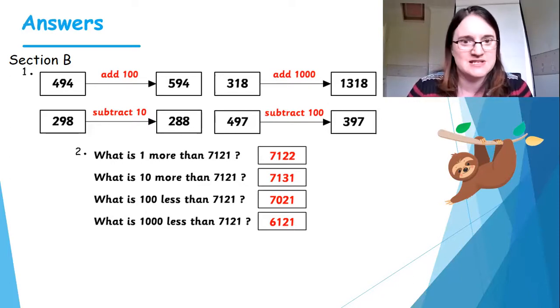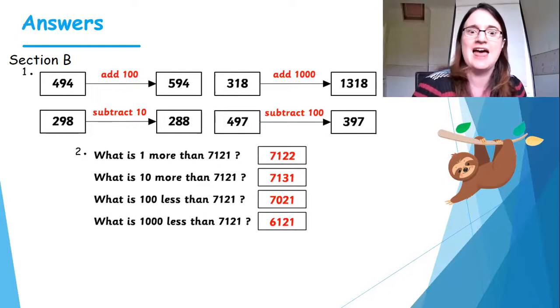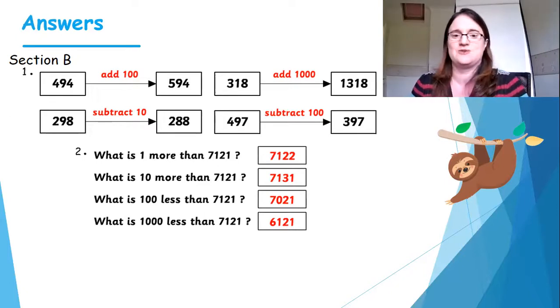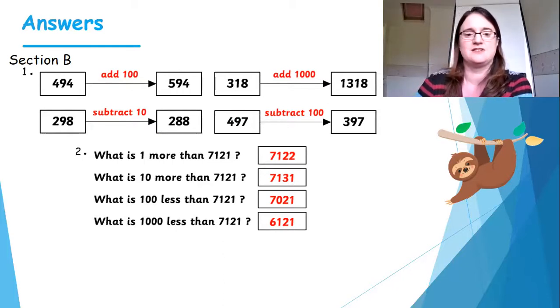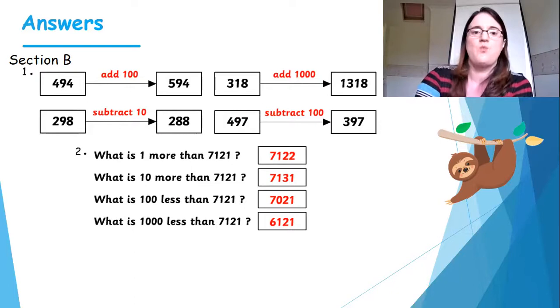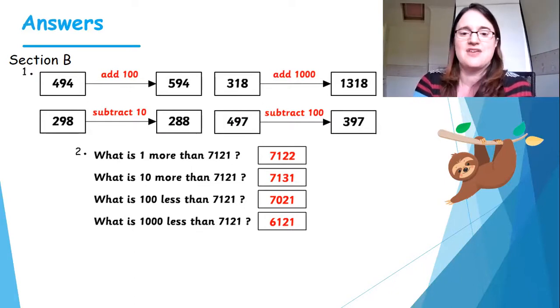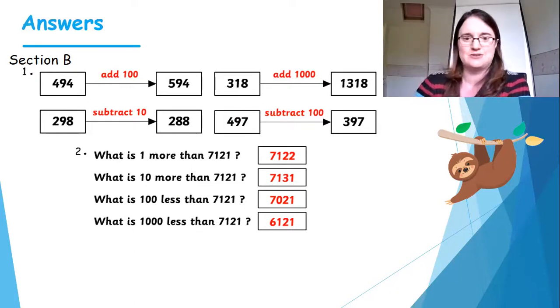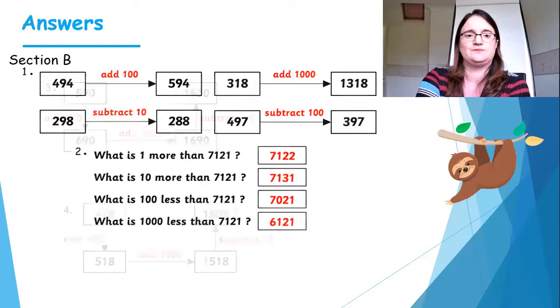7,131. Now we're going to less, Mrs. Aston. Did you spot that? We're going to less, everybody. What is 100 less than 7,121? So we had 100, which went to no 100, so we had 7,021. And what is 1,000 less? We had 7,000, so we ended up with 6,000, and the 121 stayed the same. So mark those for me, and then we'll mark the last two.